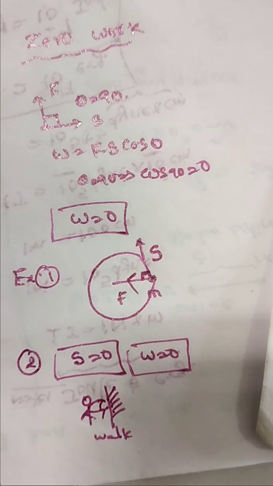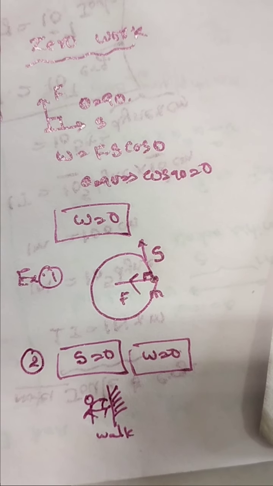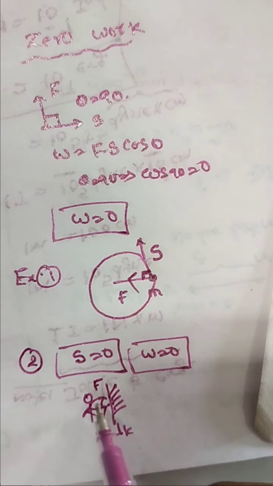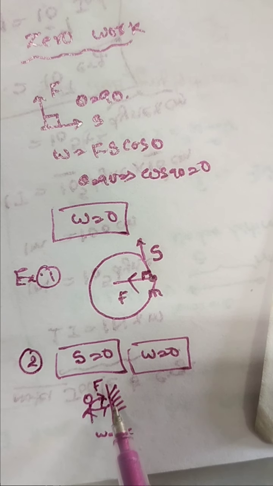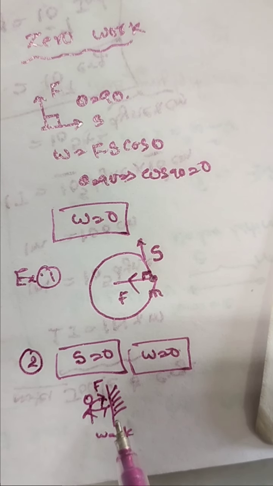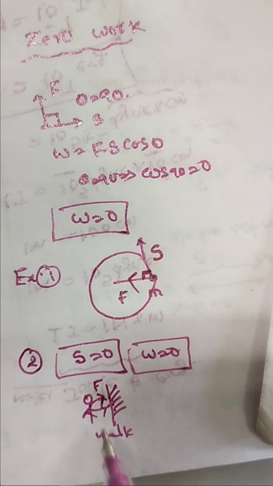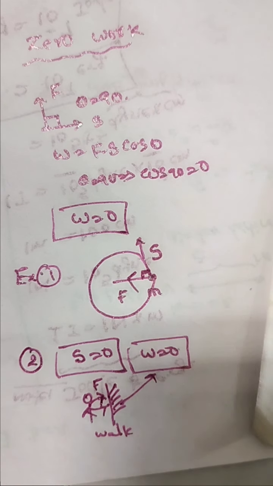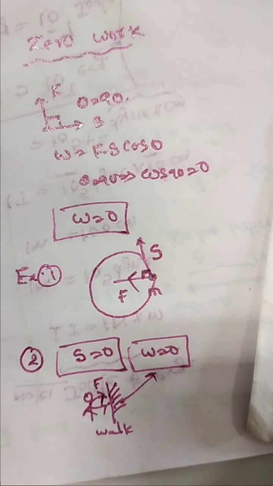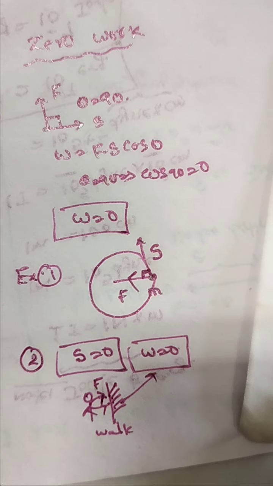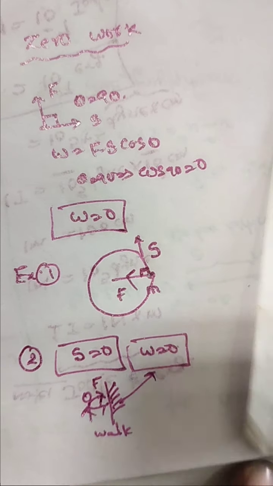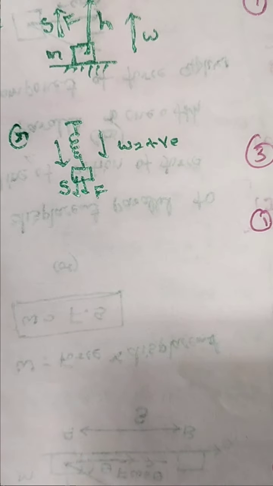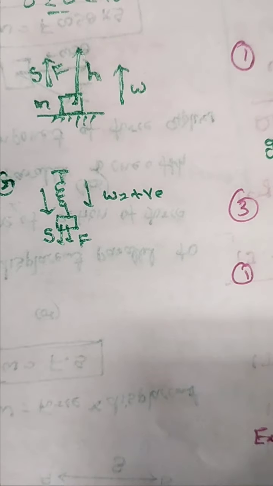The person tries to displace the wall by applying a force F, but the wall does not move. So the work done by him is equal to 0. There is no displacement, only some internal work is done, so the displacement is 0 and the work done is automatically 0.